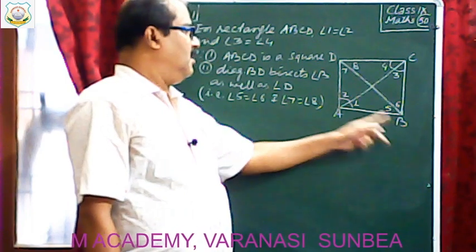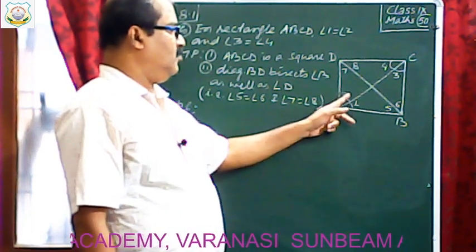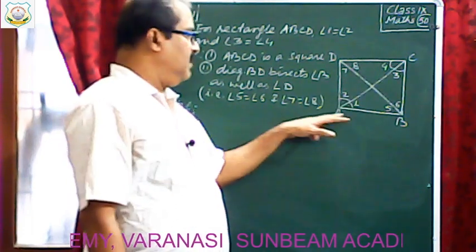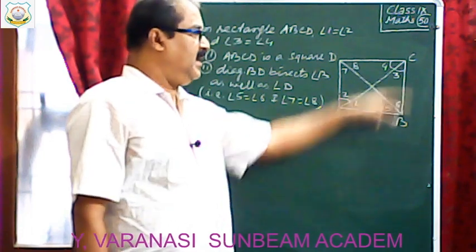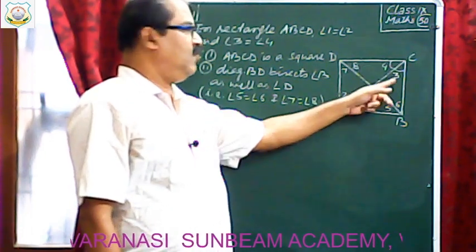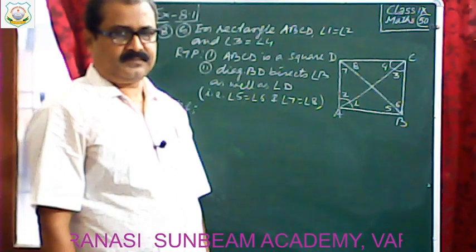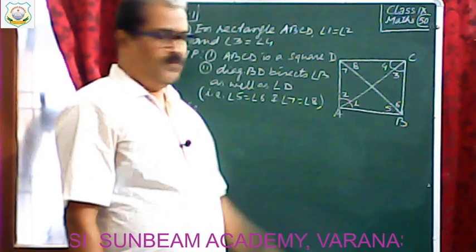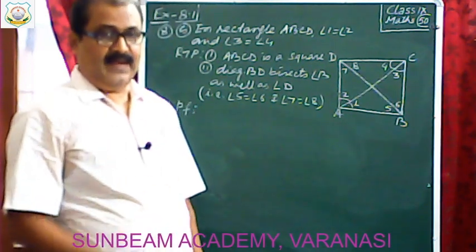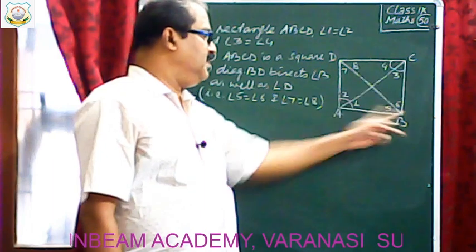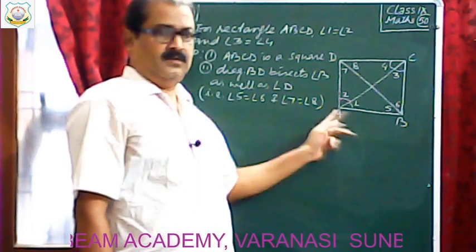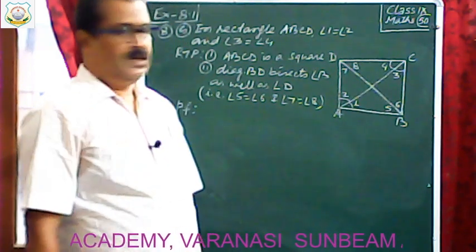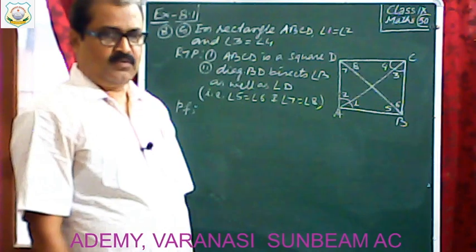We know angle 1 equals angle 2 equals 45, angle 3 equals angle 4 also equals 45. Means in triangle ABC, angle 1 equals angle 3 equals 45 degrees. Clear? So angle 1 equals angle 3, each equal to 45. Then sides opposite to equal angles are equal. That's why BC equals AB in triangle ABC. So AB equals BC we get, means one pair of adjacent sides are equal. Then ABCD is a square.